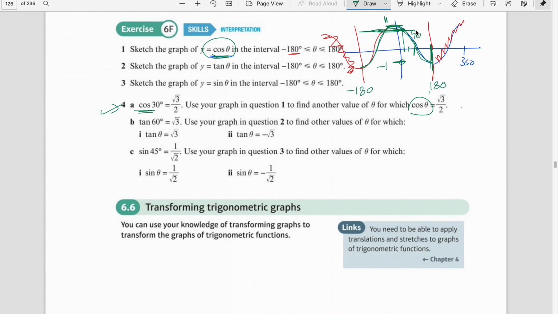So when you draw this line, wherever this cuts the graph gives you the second value. So this is minus 30 from my graph. So either at cos 30 we have square root 3 by 2, or at cos of minus 30 we have square root 3 by 2. Getting it?